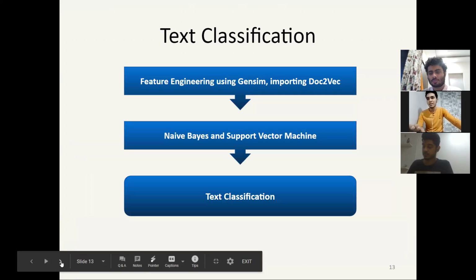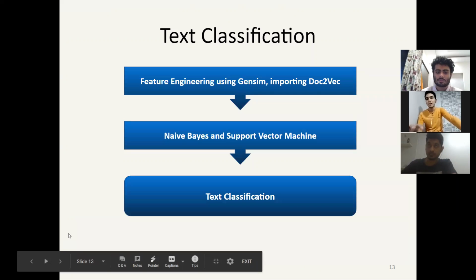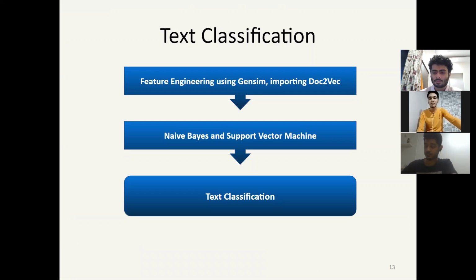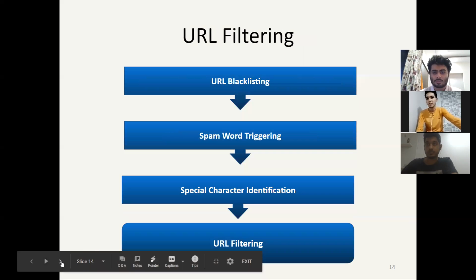Now I'll describe how text classification works. So first it starts with feature engineering, where we create feature vectors, which are given as input to naive Bayes and support vector machine algorithms. The data is pre-processed and then converted to vectors to perform various complex operations on it, and then text classification is done using the Gensim package.